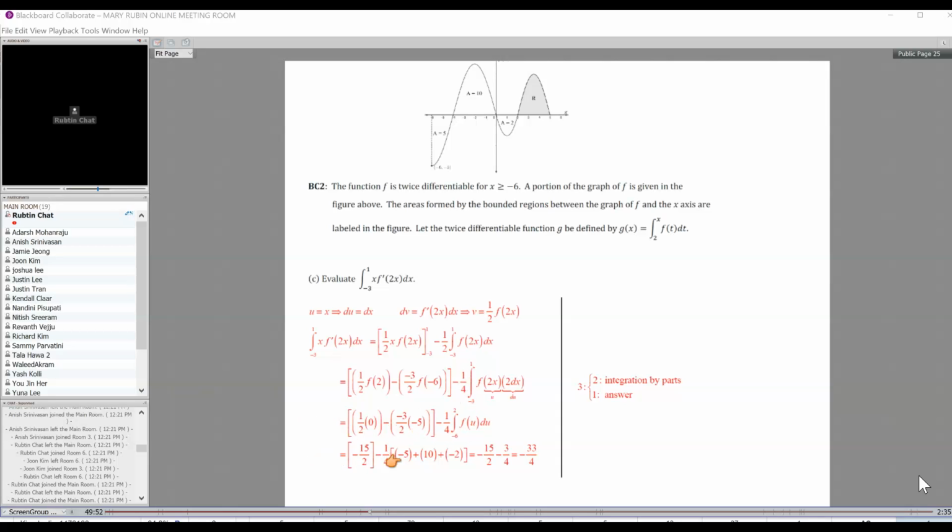You can't leave this part. You at least have to get to here. I would not suggest going on. If you want to, you're going to get -33/4, but otherwise I would not suggest it.